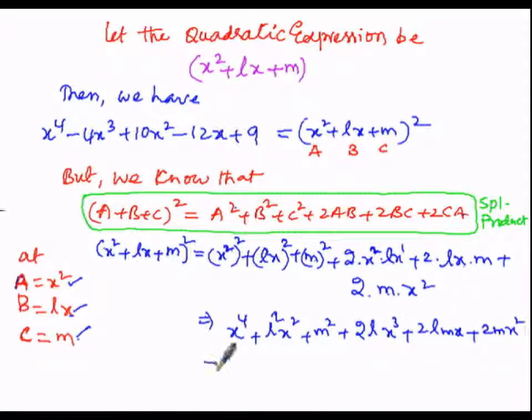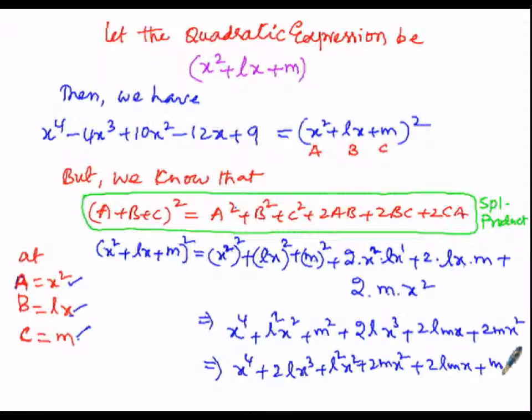Now I am going to group the like terms. So here x⁴, there is only one term of 4th degree, so I wrote x⁴ as it is. Then the cube terms, there is only one here, that is 2lx³, so plus 2lx³. Then the square terms, one is here, that is plus l²x². Then another square term is here, 2mx², plus 2mx². Then the x term is here, that is 2lmx, plus the constant, that is m² plus m². So here x² and x², these two are like terms, none other.